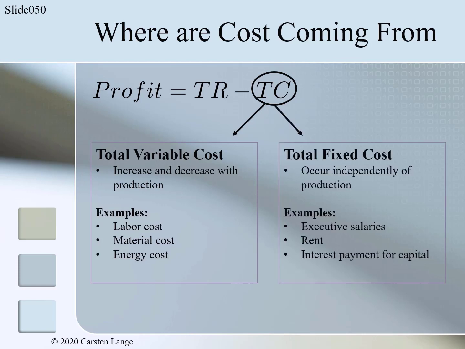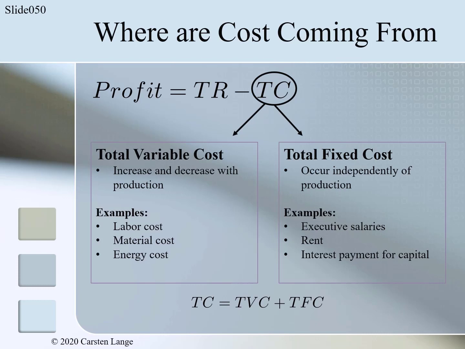Total fixed cost, in contrast, occurs independent of production. No matter if you produce little, much, or if you don't produce at all, total fixed cost will always be the same. Think about executive salaries, rent, interest payment for capital. All these costs have to be paid no matter if you produce little, much, or if you don't produce at all.